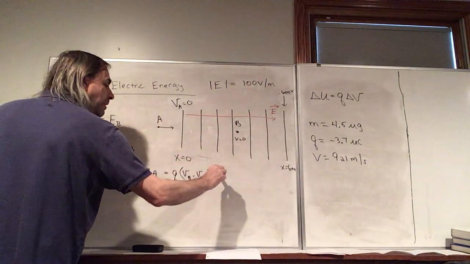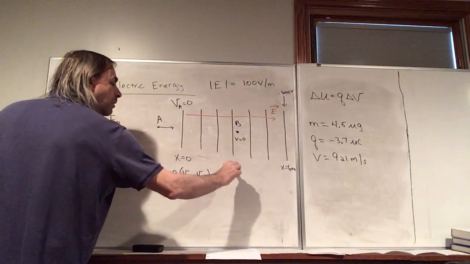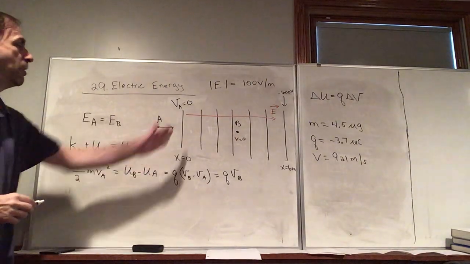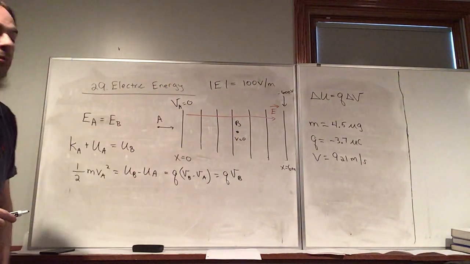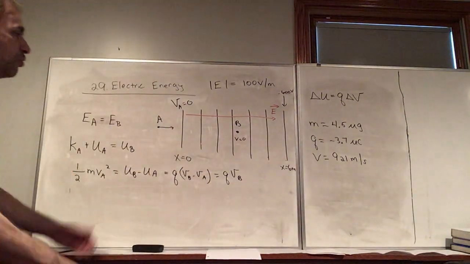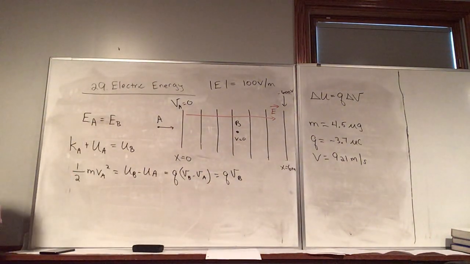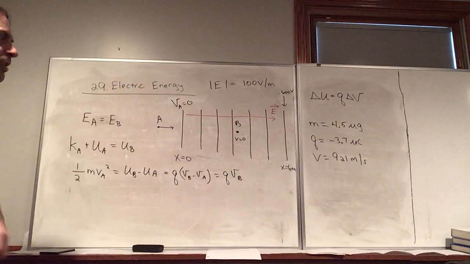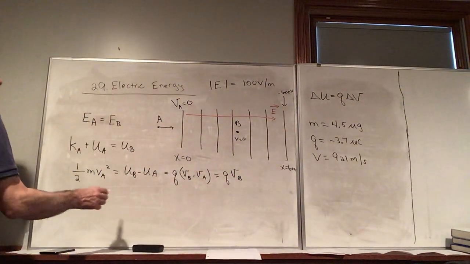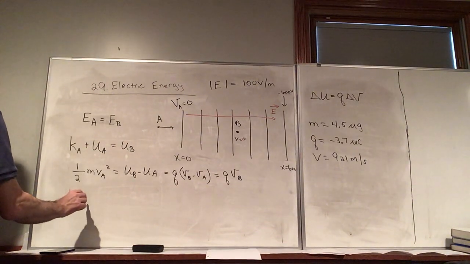Then we can just say Q times the potential at B. So we'll just set the potential at A equal to 0, even though that's not the lowest point of potential. Totally fine to do that. Okay, and what we want to do is solve for the potential at B.